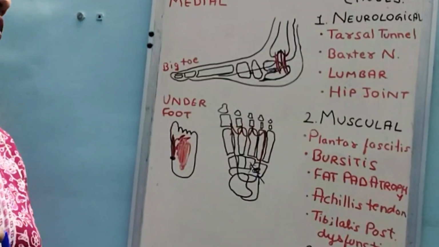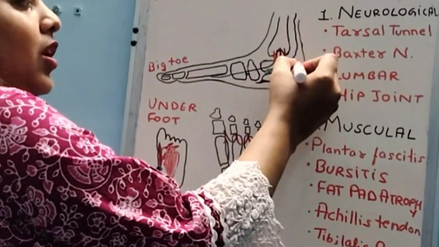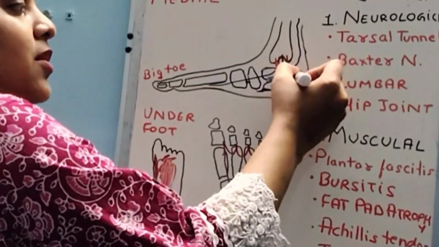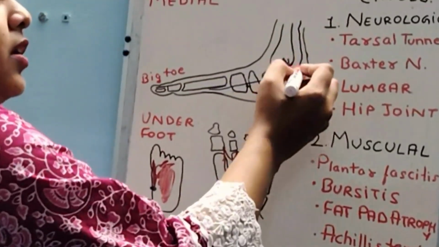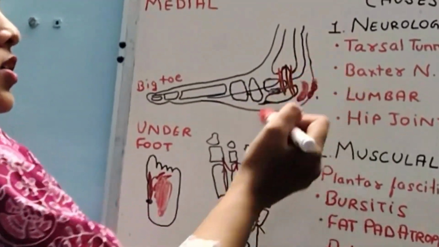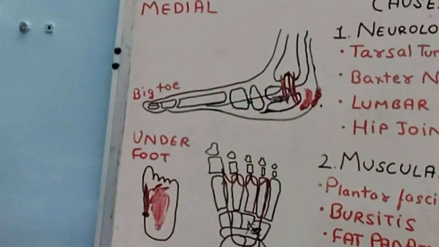Next is bursitis. So we have a bursa to protect our bones from the wear and tear. If due to some injury or some exertion this bursa gets swollen, then we have pain near the back side of our heel. So if your patient presents pain here, then we have a bursitis.